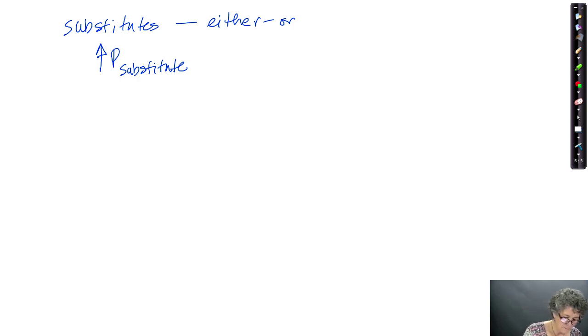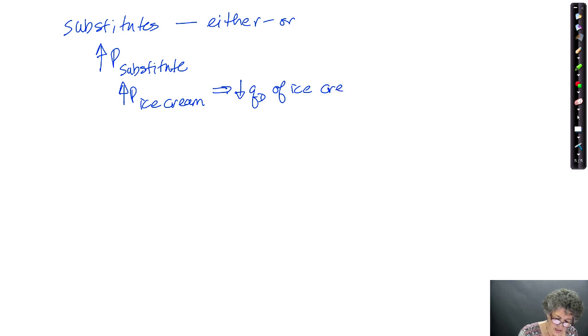So if there's an increase in the price of ice cream, then an increase in the price of ice cream is going to move us along that demand curve for ice cream. A higher price of ice cream is going to lead to a decrease in the quantity demanded of ice cream. And people are going to substitute the frozen yogurt. So at every possible price of frozen yogurt, there's going to be a greater quantity demanded of frozen yogurt. And because people still want something cool to eat as a dessert, it's going to increase the quantity demanded of frozen yogurt.